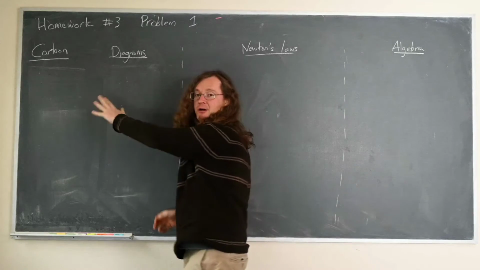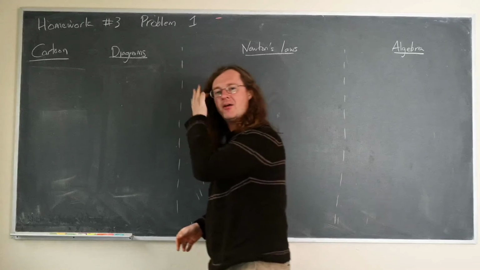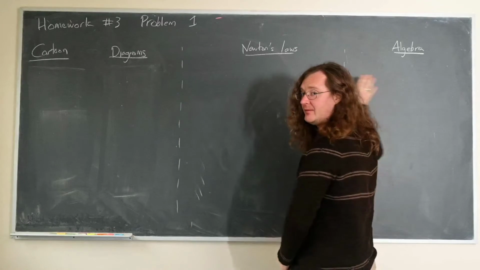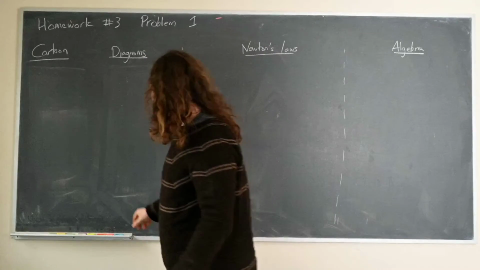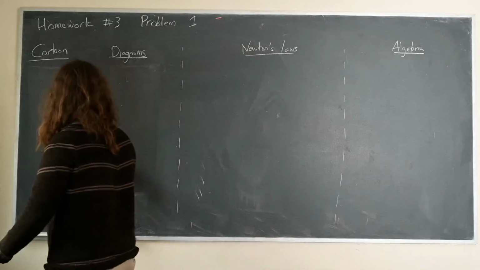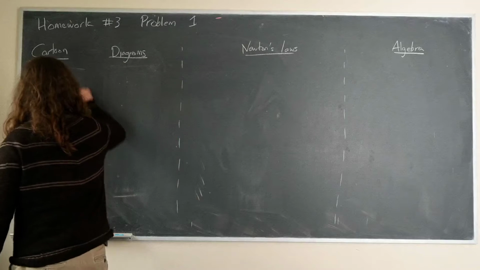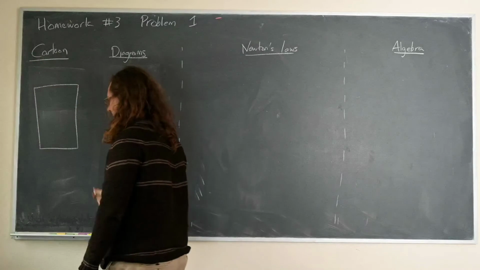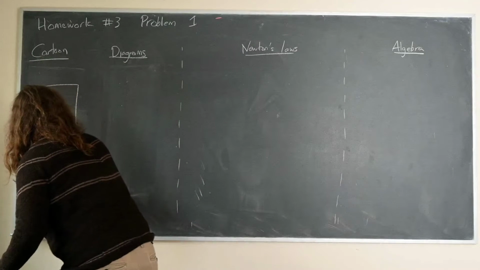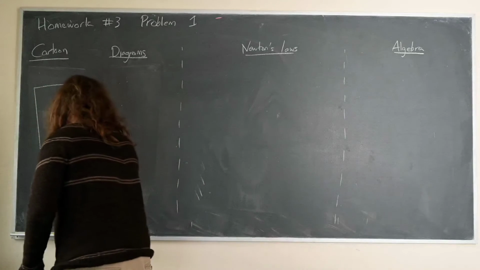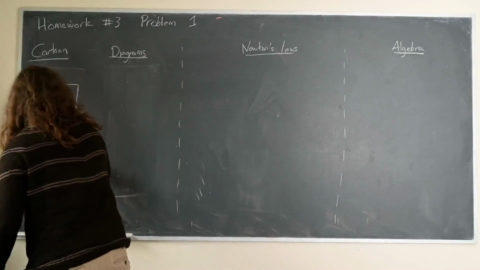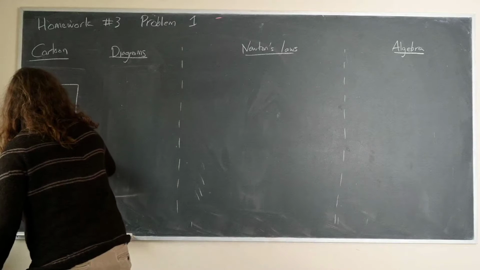So you first understand what's going on in a cartoon, diagrams, write down Newton's laws, and then solve for the things you need. The first problem asks you to imagine a person in an elevator. Here's an elevator car. The acceleration of this car may vary, but the person is just standing right here.